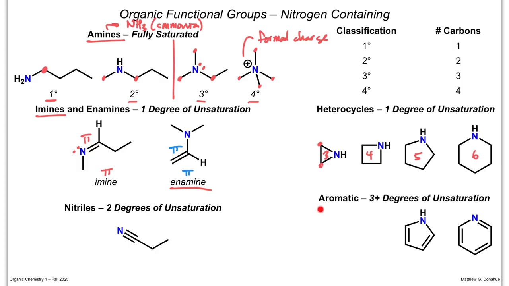So I've listed these as aromatic. Aromatic compounds, by definition, are heterocycles. So they have to be a ring. And then within that ring, you have pi bonds. This 5-membered ring is called pyrrole. And the 6-membered ring is called pyridine.